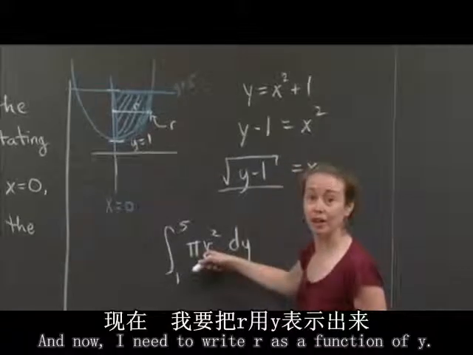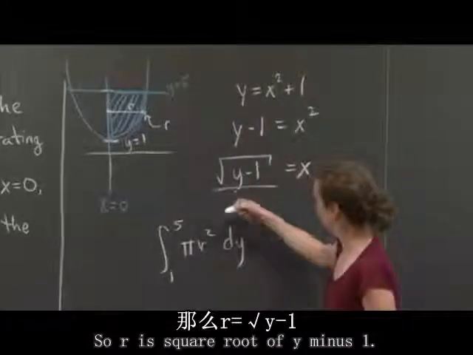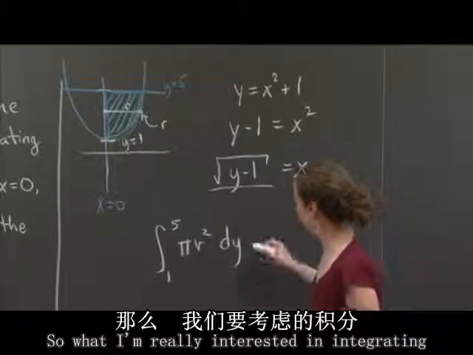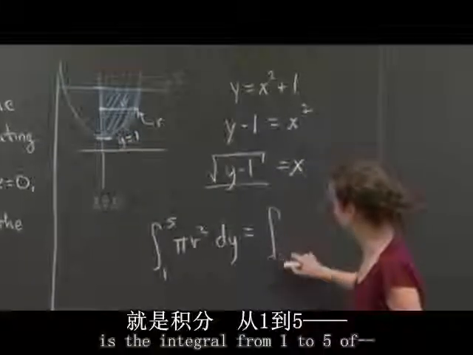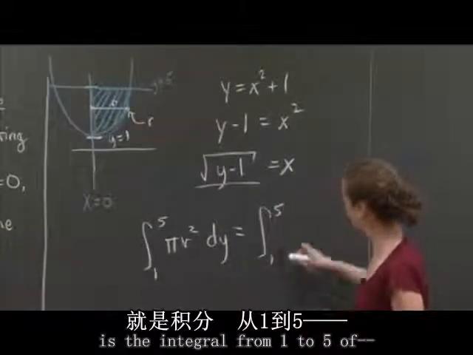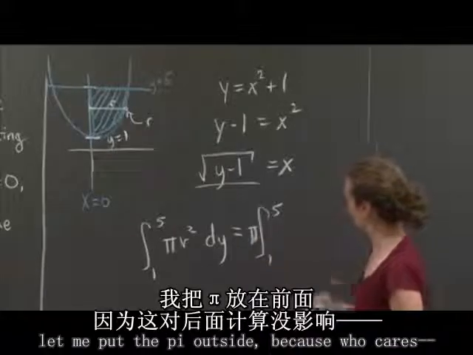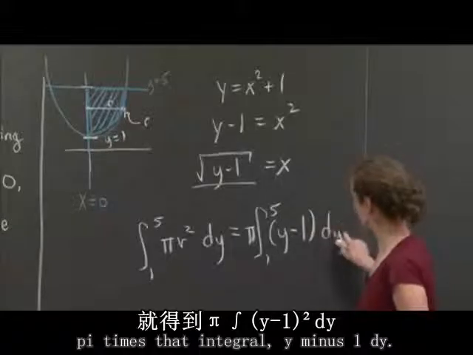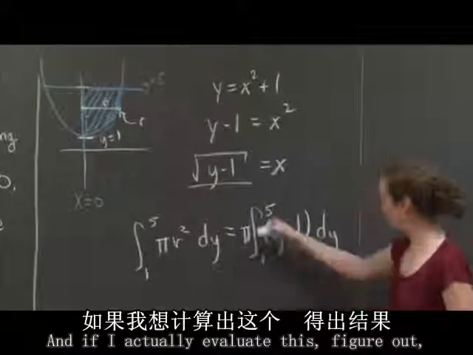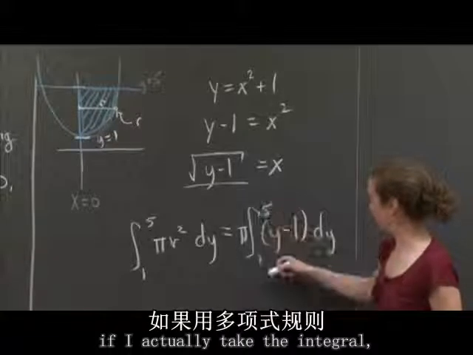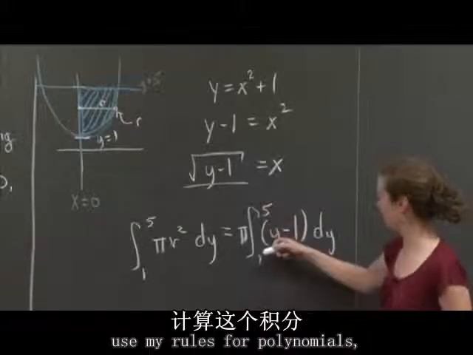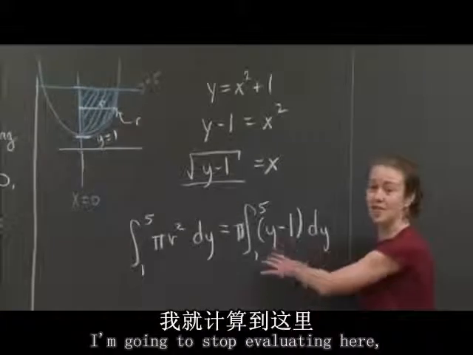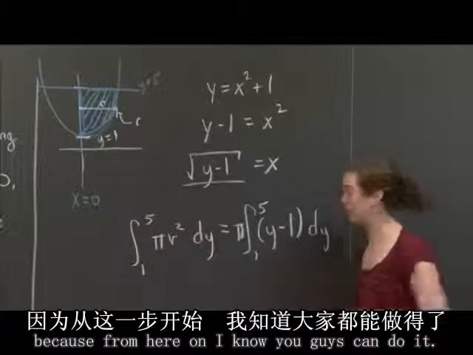Now I need to write r as a function of y. So r is the square root of y minus 1, and when I square that, I just get y minus 1. So what I'm really interested in is pi, which I'll put outside, times the integral from 1 to 5 of y minus 1 dy. If I actually take the integral, using my rules for polynomials, I can get a numerical value. I'm going to stop evaluating here because from here on I know you can do it.